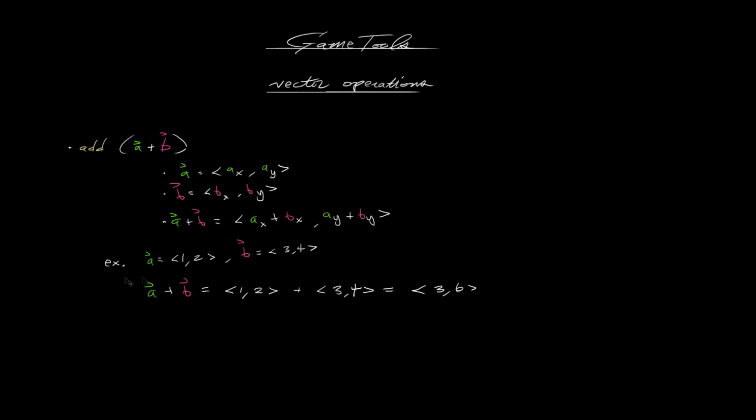For a concrete example, we can look at this. Say that we have a vector a, it's a vector with x component 1 and y component 2. Then we have b with x component 3, y component 4.